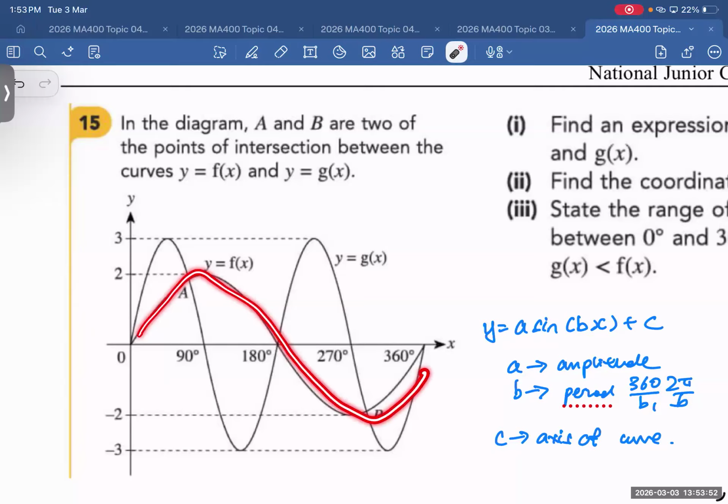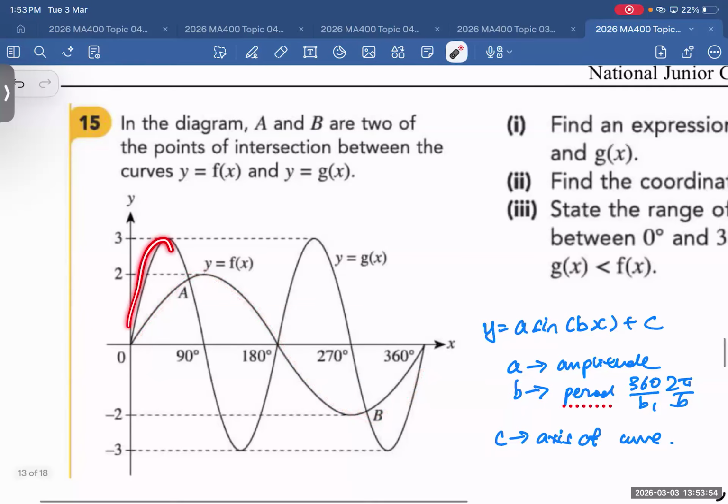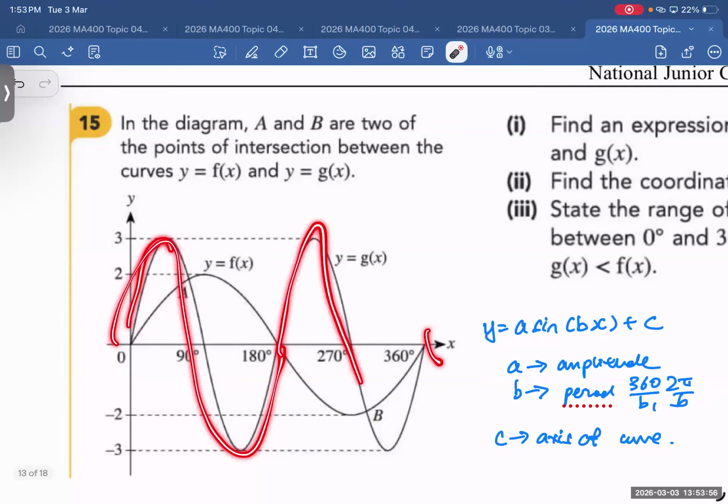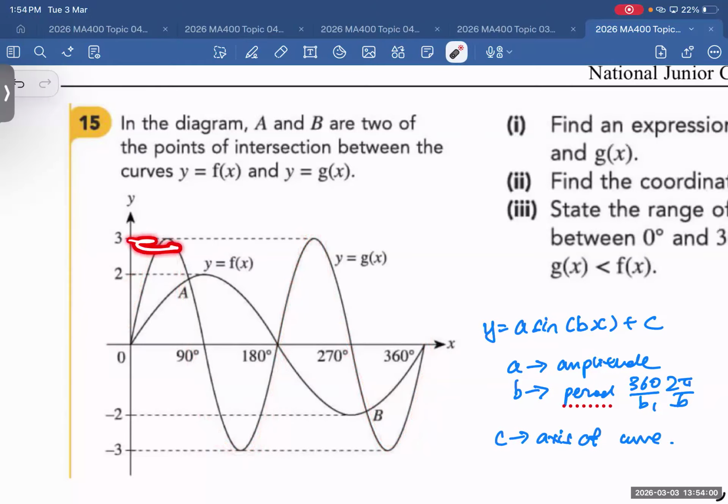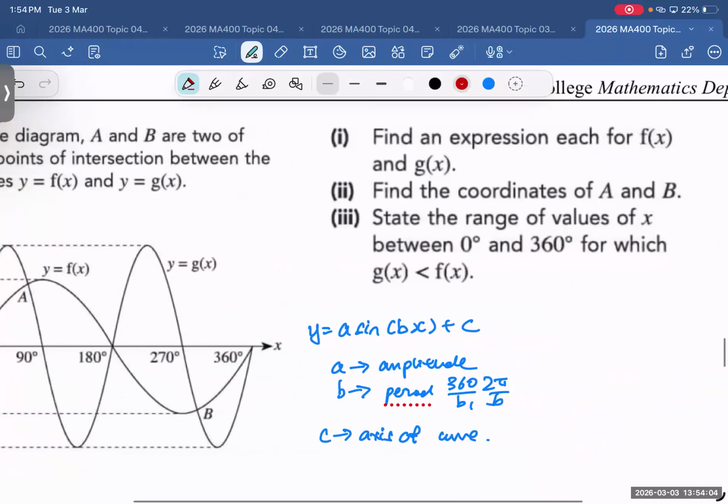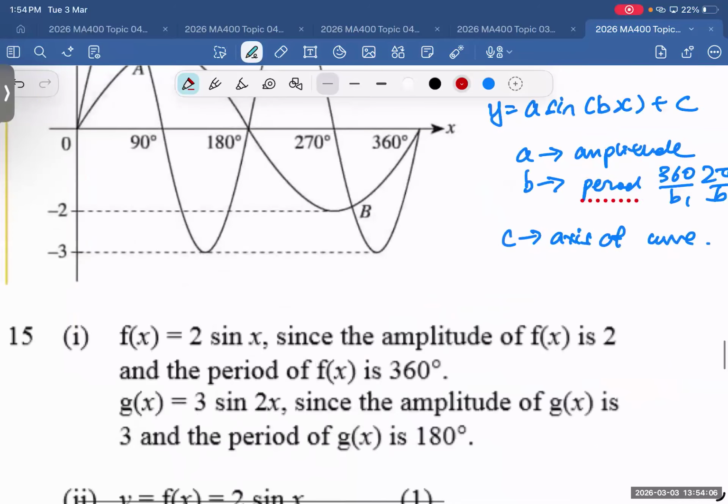Okay, what about this? Now take a look. From 0 to 360, how many cycles do you see? So what do you think is the equation? And the amplitude is 3, right? What do you think the equation is? 3 sine 2x. Wonderful.